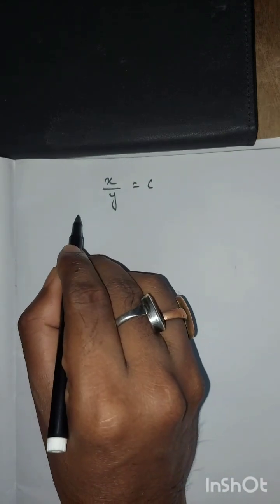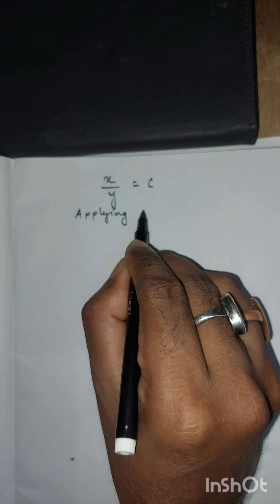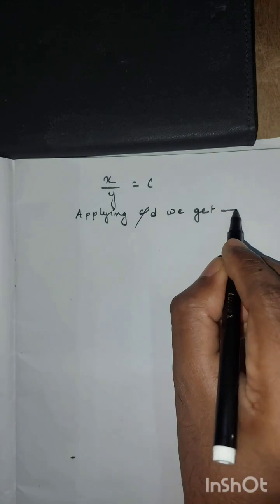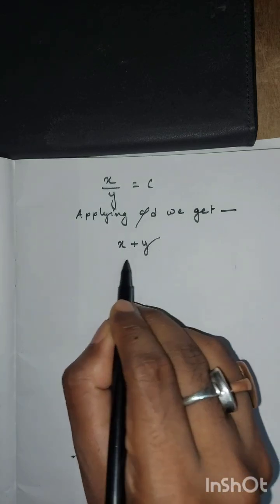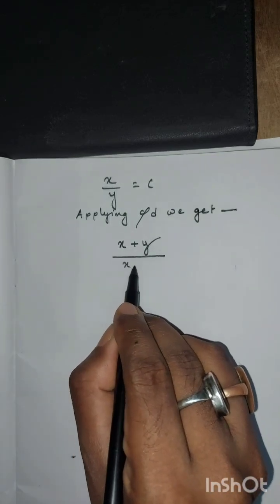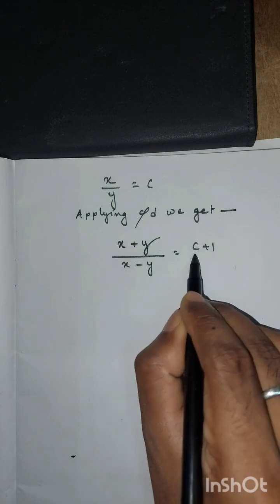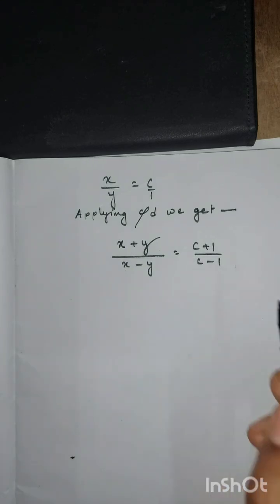Now we can again apply componendo dividendo. Applying componendo dividendo, we get x plus y by x minus y equal to c plus 1 by c minus 1.